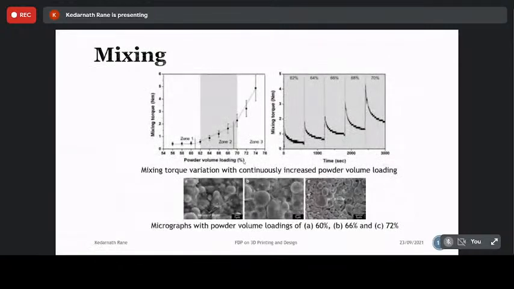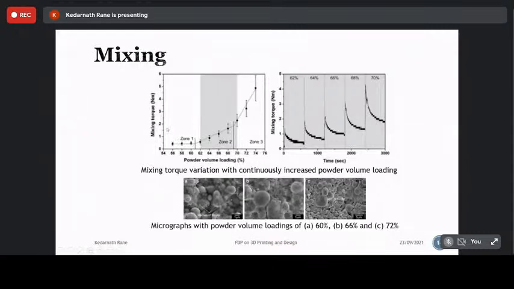When it comes to the physics of mixing, you have mixing torque on the y-axis and powder volume loading on the x-axis. You can see it is very evident that as soon as you increase the powder volume, the solid loading in the polymer, you require higher torque, higher effort to get it mixed. But again, very high powder loading is also not beneficial. Very low powder loading is not beneficial.